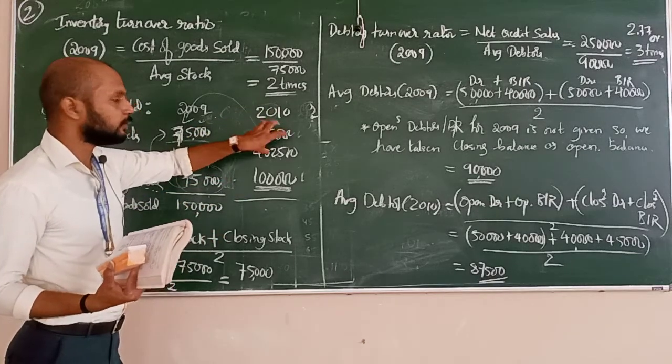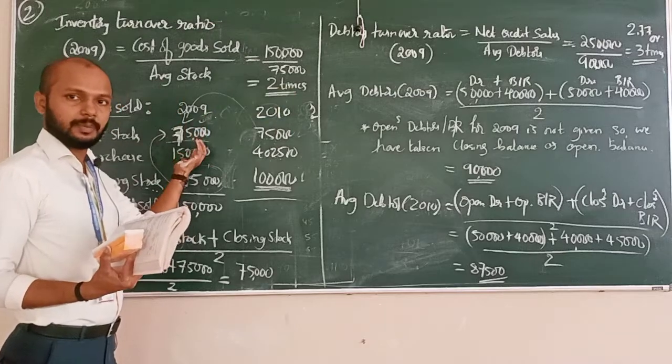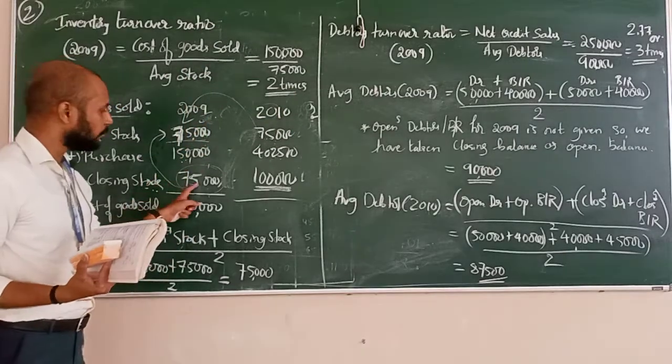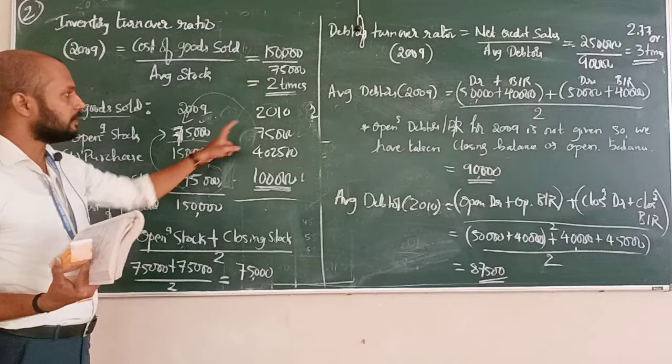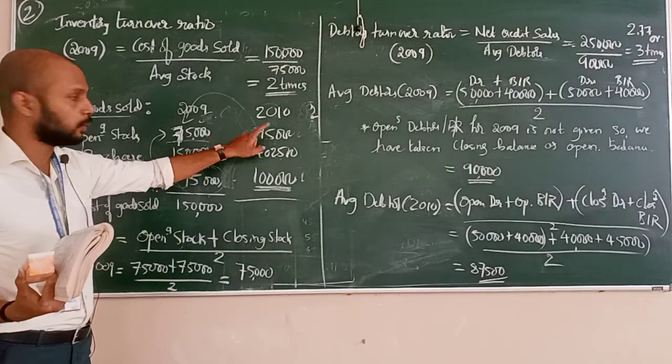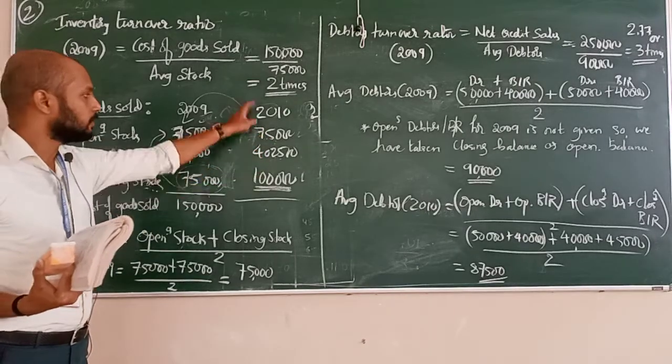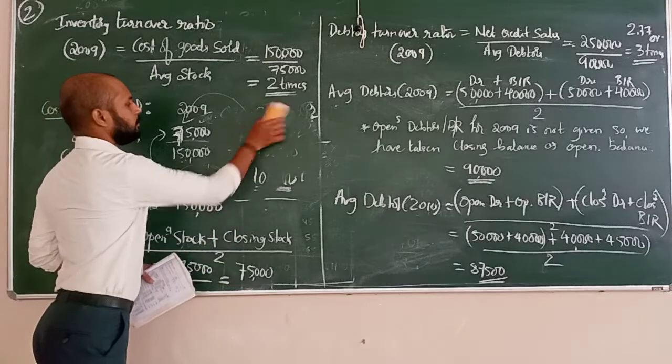Which one should be the opening balance for 2010? The closing balance of 2009. So what is the closing balance of 2009? 75,000. That itself we have taken as the opening balance for 2010. So that you need to calculate.